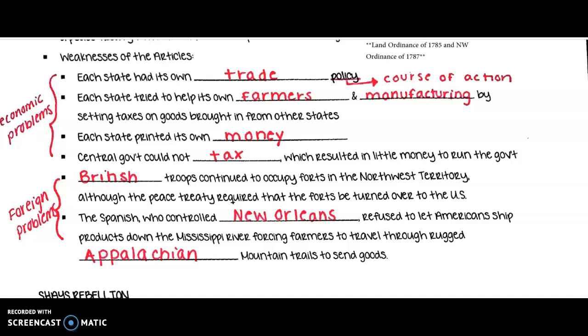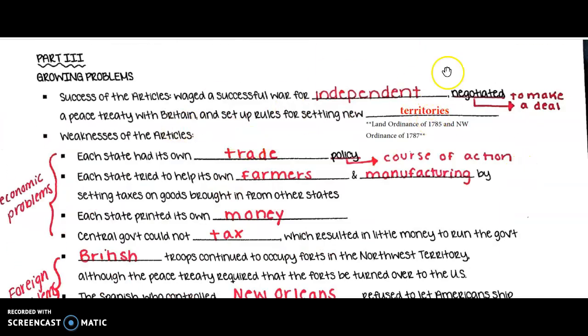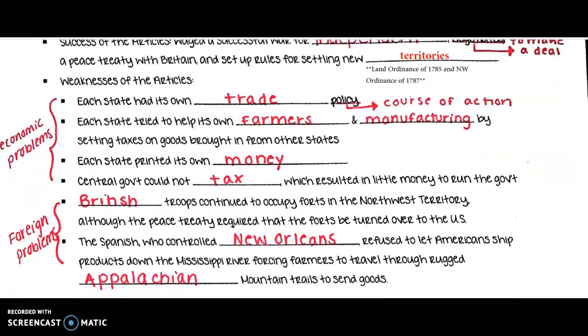And the Spanish, who controlled New Orleans, refused to let Americans ship products down the Mississippi River, forcing farmers to travel through a really rough, difficult path through the Appalachian Mountains. So not only are we experiencing economic problems, we're experiencing foreign problems. And if you see how I have them paired out, that is something that you are going to want to write out. I might ask you on your question, which of the following is a foreign problem? I want you to be able to identify it, as well as the successes of the Articles of Confederation is something you're going to want to make note of.